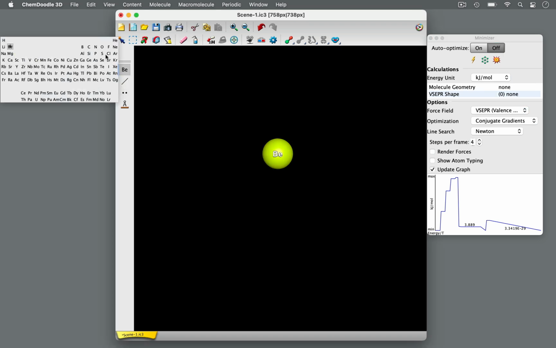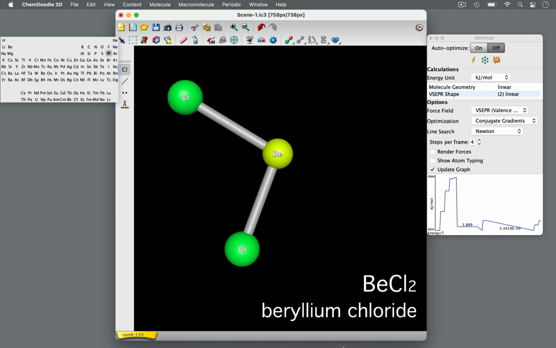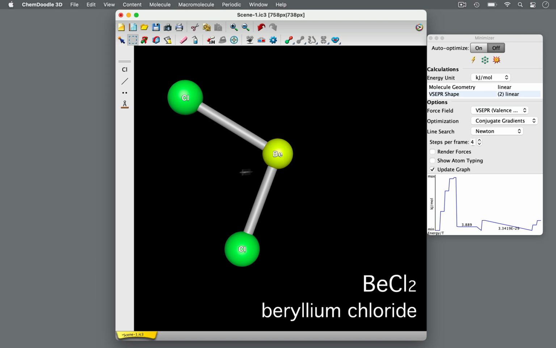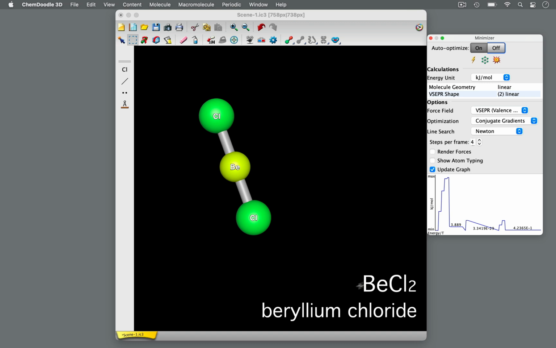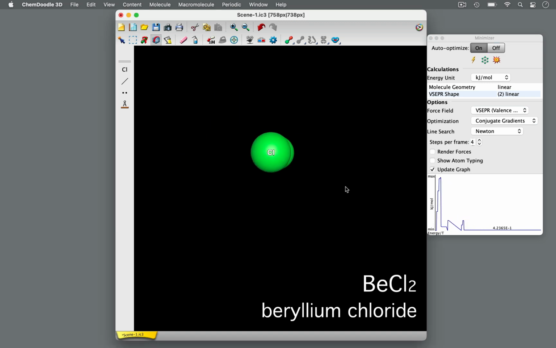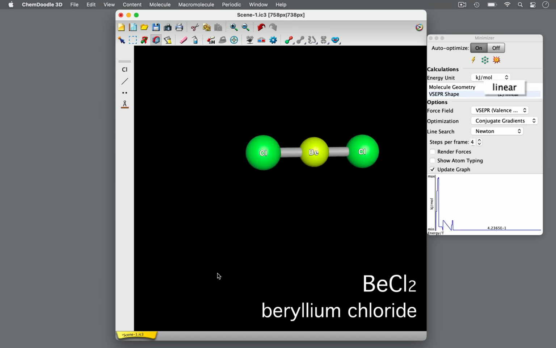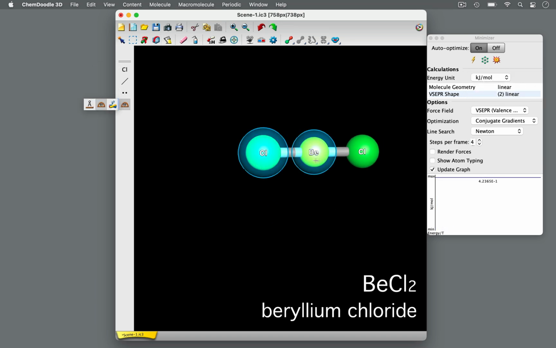What if there were two atoms bonded to the central atom? In beryllium chloride, beryllium is the central atom connected to two chlorine atoms. Recall that in VSEPR theory, the electron pairs in the single bonds repel each other and want to be as far from one another as possible. This means the atoms will arrange themselves in a line, giving beryllium chloride a linear geometry. Its bond angle is 180 degrees.